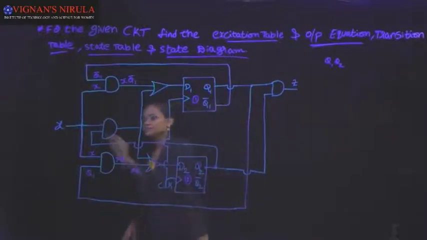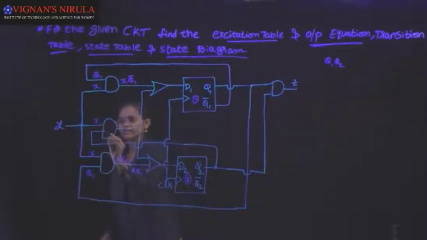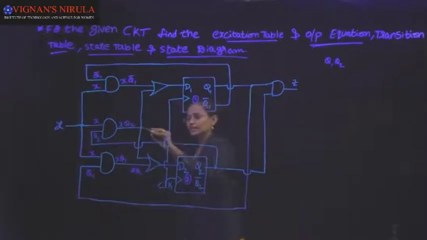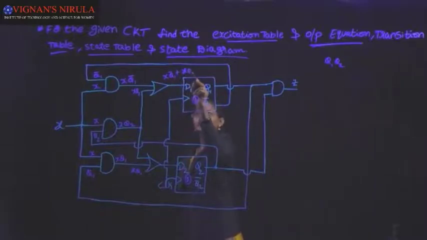Here this X is connected to this AND gate, and this input is connected to Q2. Then finally X Q2. Here this OR gate is connected to X Q2. The output is X Q1 bar plus X Q2. This is the OR gate output, and this is the D1 input.